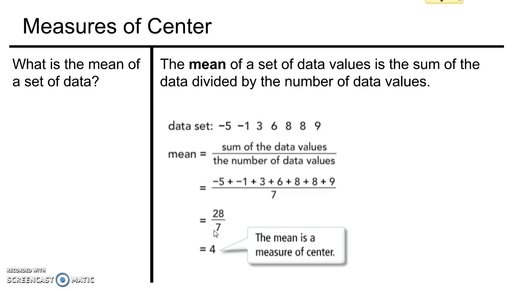Your first definition, what is the mean of a set of data? The mean of a set of data values is the sum of the data divided by the number of data values. So you add up all the numbers, then you count how many numbers are in your data set. So in this data set we have 1, 2, 3, 4, 5, 6, 7. So you divide the sum, whatever that is, by 7, and that gives you the mean. This is one of our measures of center. We're trying to figure out what's the middle number there.